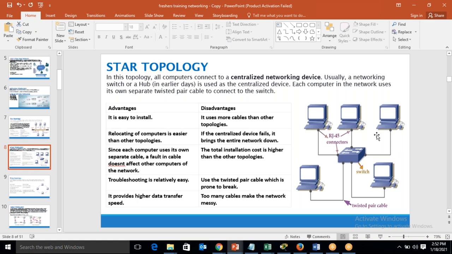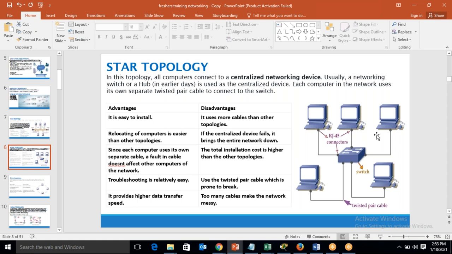Since each computer uses its own separate cable, a fault in a cable doesn't affect the other computers in the network, unlike in bus topology. Here, if there are any issues with a cable, the entire network doesn't go down, only that particular interface of that computer. Troubleshooting is relatively easy and it provides high data transfer speed.